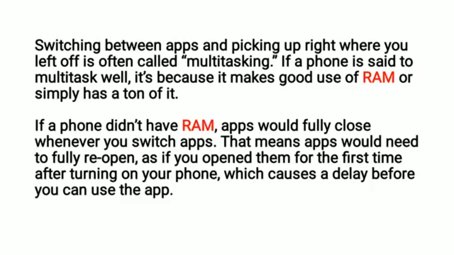If a phone doesn't have RAM, apps will fully close whenever you switch apps. This can be found typically in keypad phones. That means apps will need to fully reopen as if you open them for the first time after turning on your phone, which causes a delay before you can use the app. The moment you close the app and you want to go back to it, you start from scratch. Unlike phones that have RAM, when you open an app and stop at a point and move to another app and move back to that initial app, it takes you to the exact place that you left it at. This is made possible because of the RAM available.